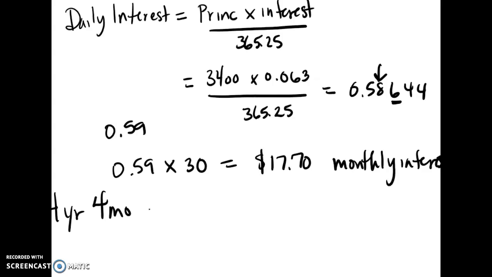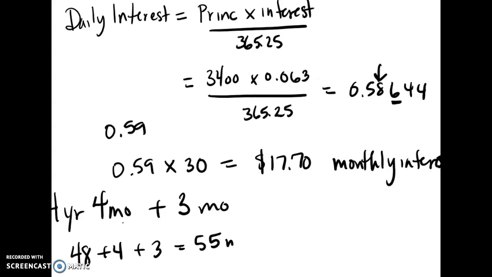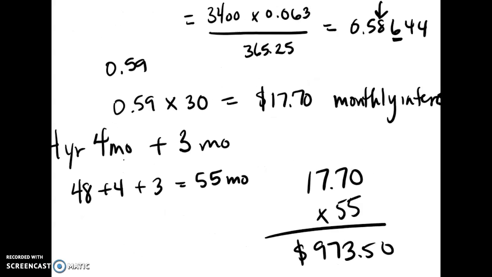So now I have to figure out that I had that loan for 4 years, 4 months, plus 3 more months of deferral. So 4 years, that's 48 months, plus an additional 4, plus an additional 3. That's a total of 55 months. So take the 17.70 and multiply it by 55. And let's see what we get. I come up with 973.50, which is the answer to part 1. And so let me pull up my sheet here, and you can see 973.50.